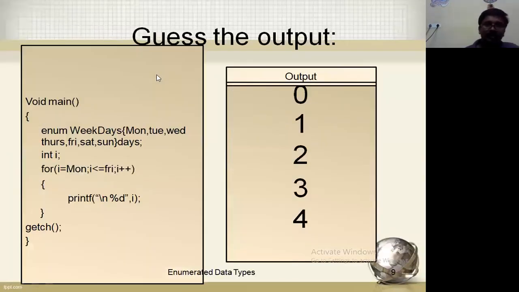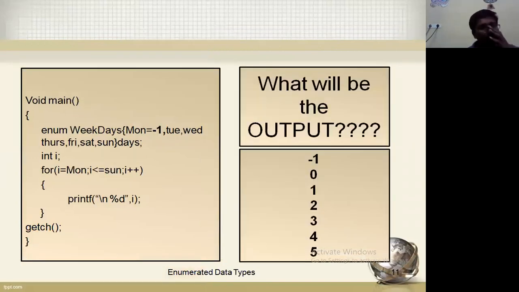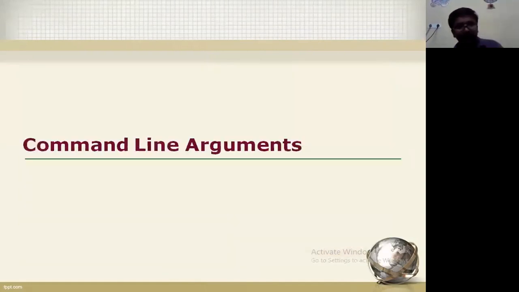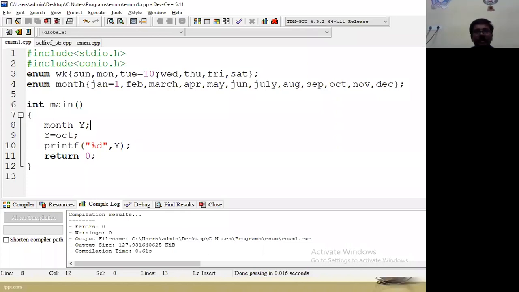Okay, here, starting from 0 to 1. If you assign Monday to 1, the remaining information is like that. If you are assigning negative values also, then our information will be like that. Okay, that is the information about the enumeration type. It is very simple. Okay, no confusion.